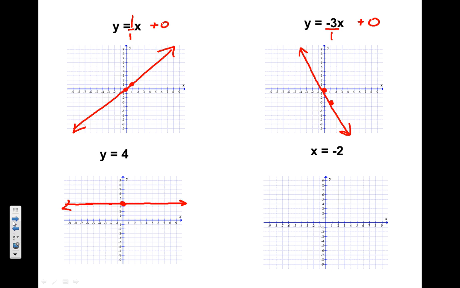For the next one, x equals negative 2. Notice now we're missing the y value. So on the x equals negative 2, we put a dot. Now, if y equals 4 was a horizontal line, then x equals negative 2 would be a vertical line. So you are responsible for remembering which one is horizontal and which one is vertical.